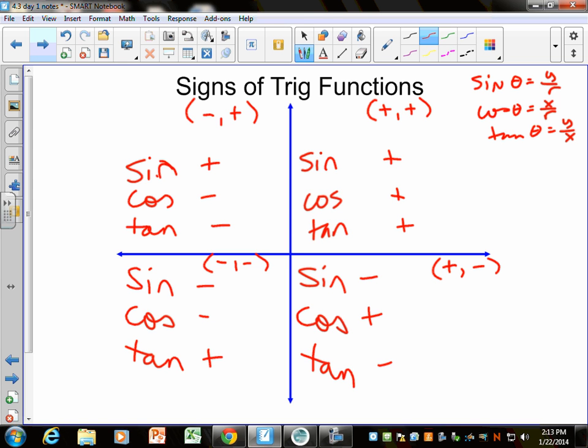So, again, nothing to memorize, but do you notice that every trig function is positive twice and negative twice? Always. Like sine is positive in 1 and 2. Cosine is positive in 1 and 4. Tangent is positive in 1 and 3. So it's something to think about as we go through here.